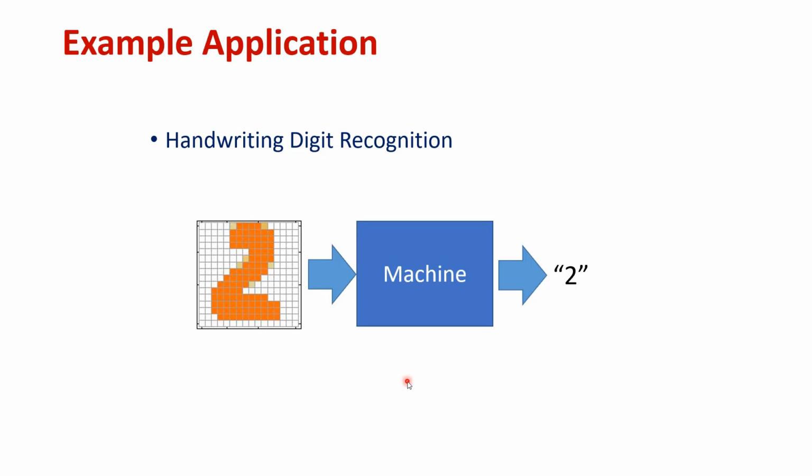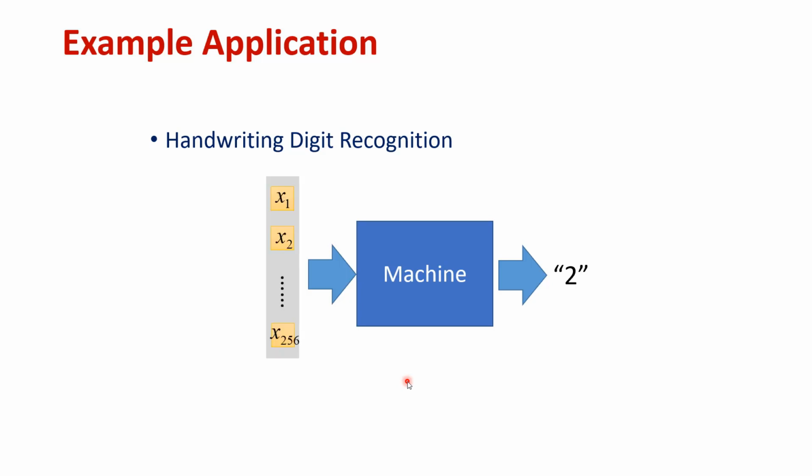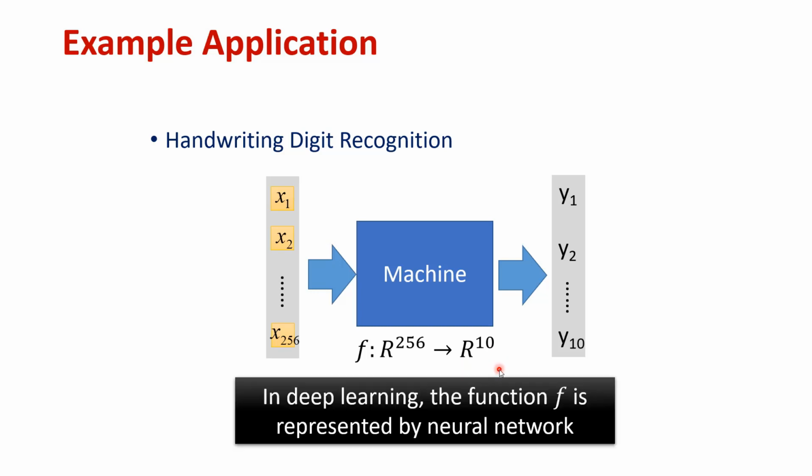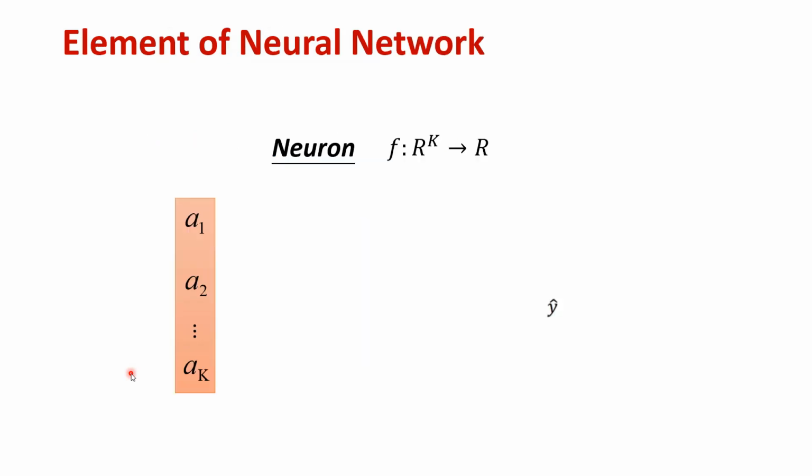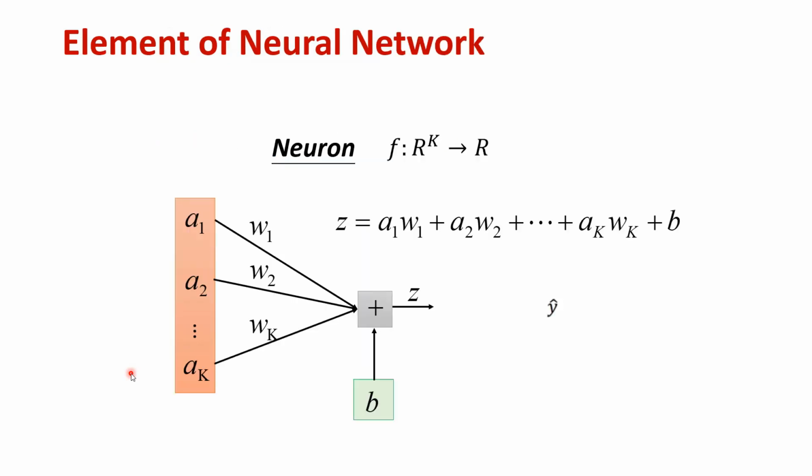And this is writing digits. Okay, so we try to map 256 inputs to 10 outputs. In deep learning, the function f is represented by a neural network. Let me show a little example here.